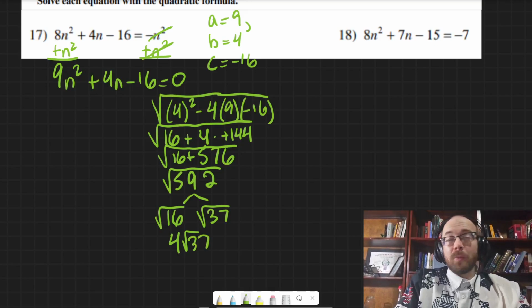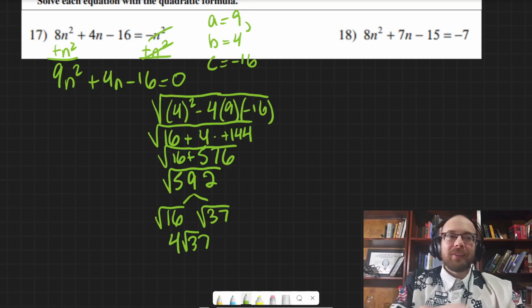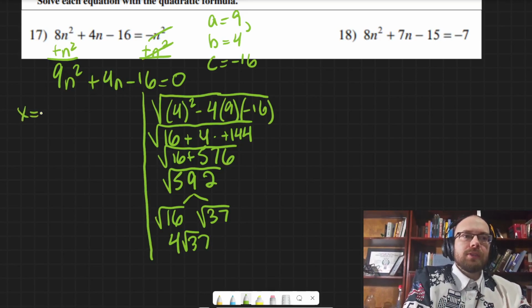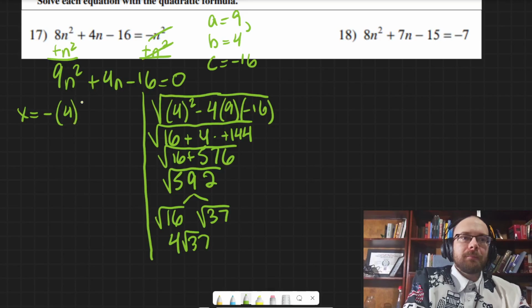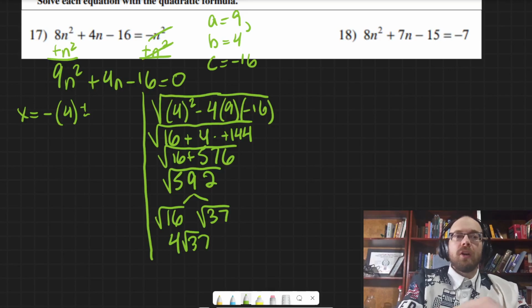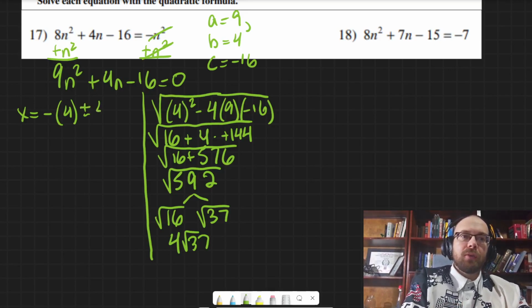All right. We are on the last two on this worksheet, just to be fair here. So not all of them are this difficult. So x is equal to, I'm going to put a little barrier here, x is equal to negative b plus or minus the square root of b squared minus 4ac, which all of that simplified down to 4 root 37, all over 2a, and a is 9.